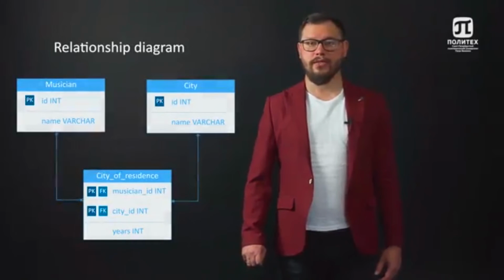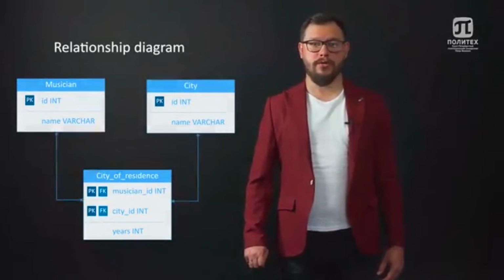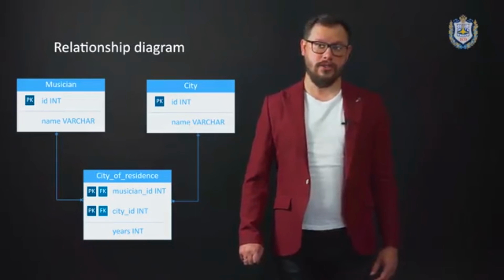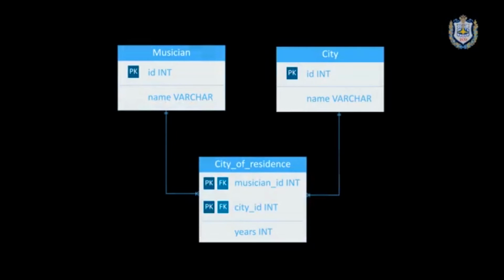Suppose we want to add information about how many years musicians have lived in each city. Therefore, it's also a many-to-many relationship. Where can we store this information? We can't put it in the musician entity since a musician can live different years in different cities. Similarly, storing it in the city entity wouldn't be a good solution either. This is a situation when the relationship itself has an attribute.